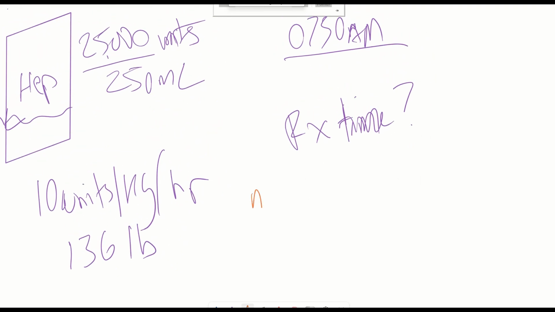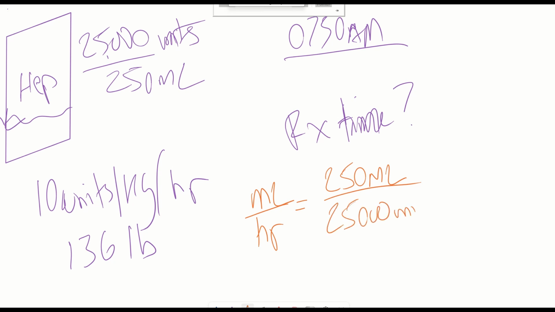All right, so mLs per hour. Where do I start? I need something that has mLs. There's one here, 250 mLs. Let's put the 250 mLs per what? 25,000 units. All right.